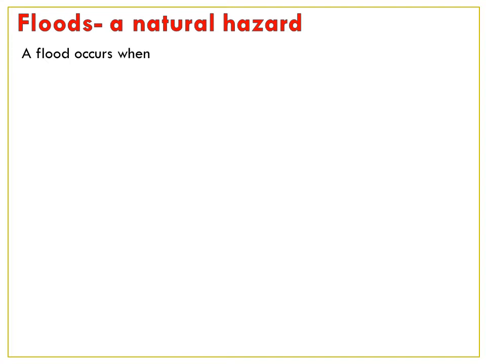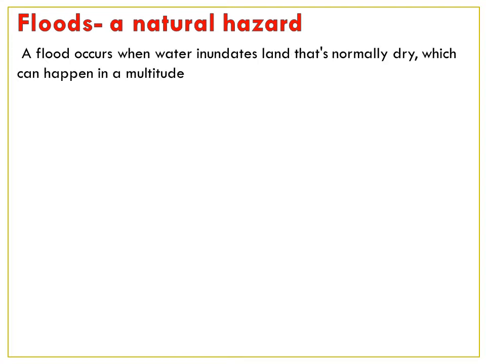Water floods, a lot of water. A flood is a natural hazard, natural damage by God. How do floods form? How do they occur? Start. A flood occurs when water inundates land that's normally dry, which can happen in a multitude of ways.